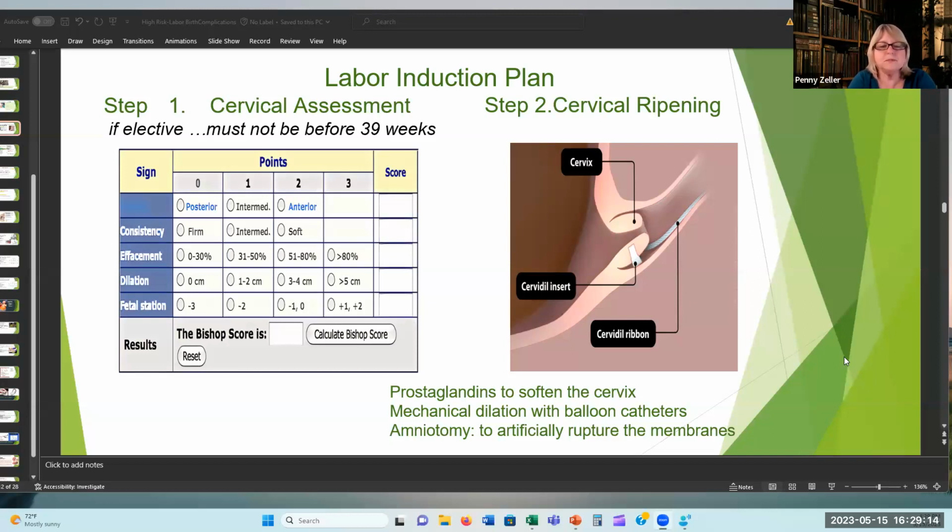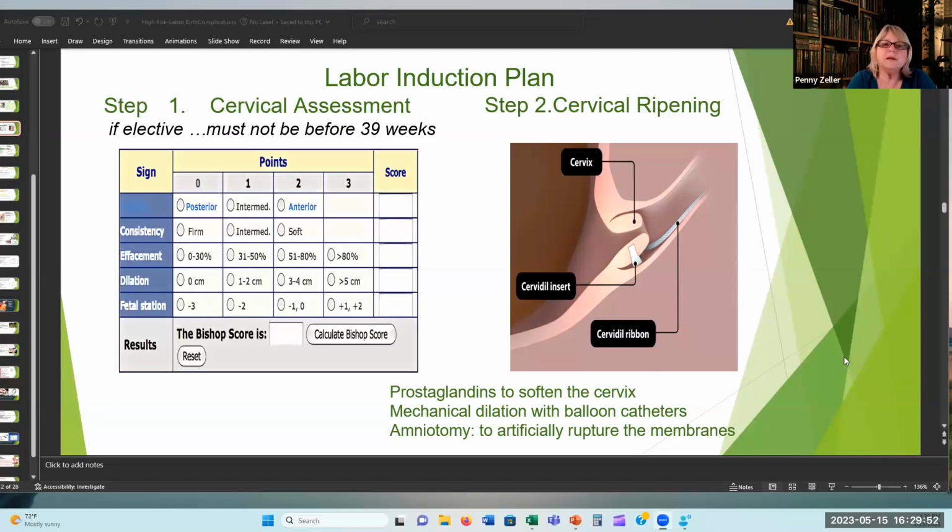Then we have to do a good assessment to see how to do that. We can't just hook up some oxytocin and start contractions. We need to see what condition her cervix is in. Is her cervix beginning to soften and dilate already? The more it's dilated and the softer it is, and the better positioning, the easier labor is going to be. So we want to get her as far along as possible before we start her contractions. We do that by ripening. We call it ripening the cervix.